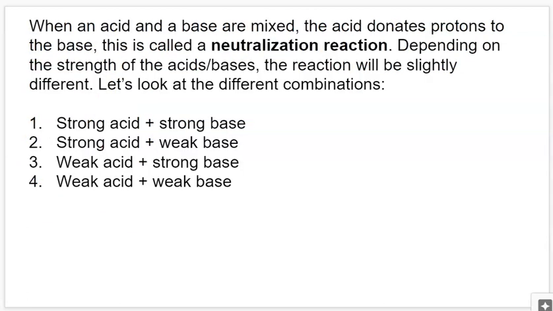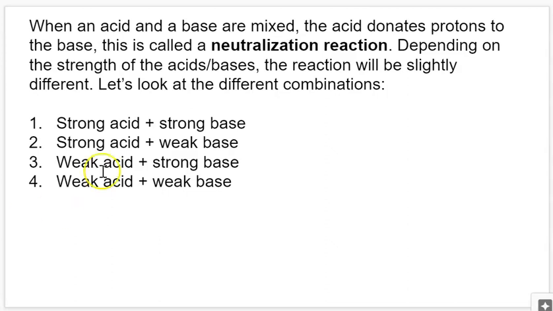All right, now let's take a little break from math for just a moment and talk about chemical equations. So when an acid and a base are mixed, the acid usually donates its protons to the base, and this is called a neutralization reaction. We already talked a bit about this in Unit 4, but we didn't really talk much about the strengths of acids and bases and how that affects the equations. So let's look at some examples of all of the different combinations of neutralization reactions that we can have.